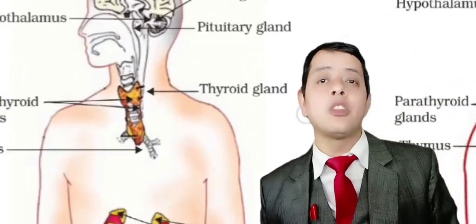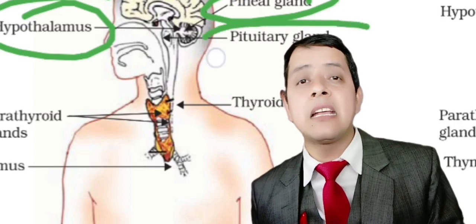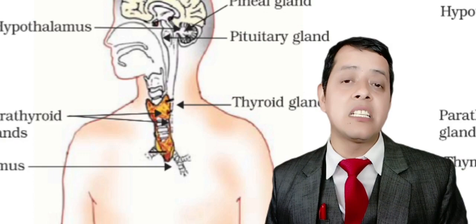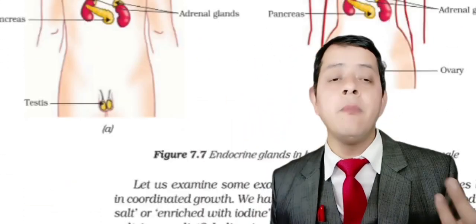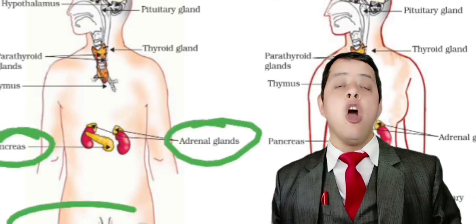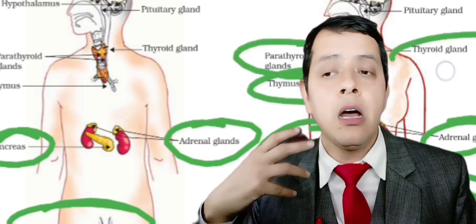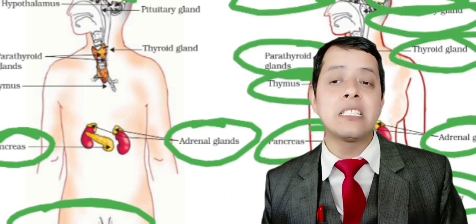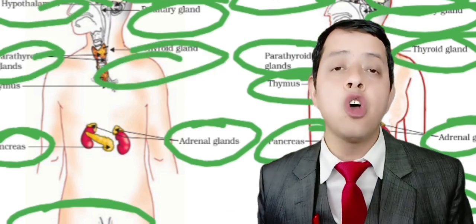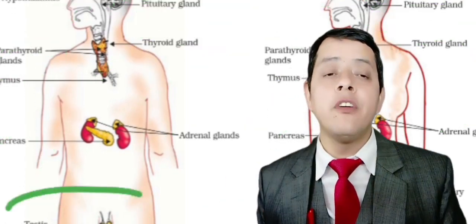And here you can see the hypothalamus, pineal gland, pituitary gland, thyroid gland, parathyroid gland, thymus gland, and then the pancreas. All these are endocrine glands. You can see all of these are the same in male and female. But the ovaries and testes are different in male and female. That is, male and female reproductive organs are different. In males it is the testes, whereas in females it is the ovaries.